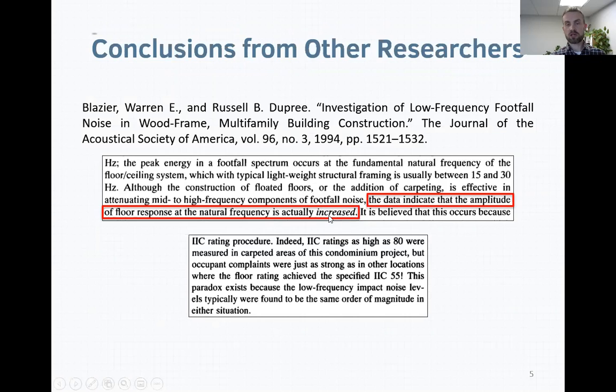So for any kind of rating method that we want to use, carpet should maybe even have a worse rating than the hard surface floor. They went on, and part of their report showed that IIC ratings are near 80 when we have a carpet floor, but the occupants were just as strongly opposed to the floor as when it had an IIC 55 rating on the hard surface areas. This paradox exists because the low frequency impact noise levels typically were found to be on the same order of magnitude in either situation, whether it was hard surface or carpet floors. The low frequency noise was about just as loud.